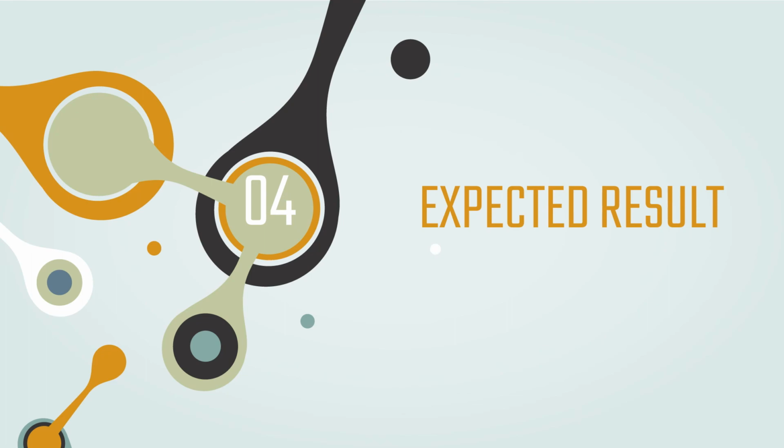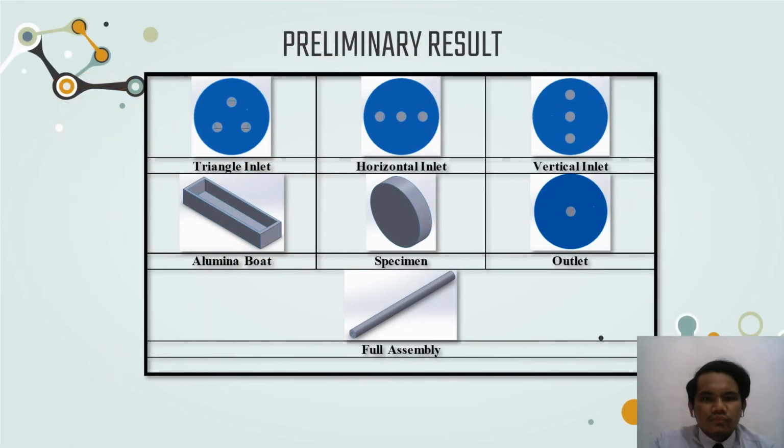Number 4. Expected result. Preliminary result. Here are the drawings that have been drawn using SolidWorks software with the three variables that are triangle inlet, horizontal inlet, and vertical inlet. Meanwhile, the alumina board, specimen, and outlet are constant variables for this project. Next, the full assembly for all variables.